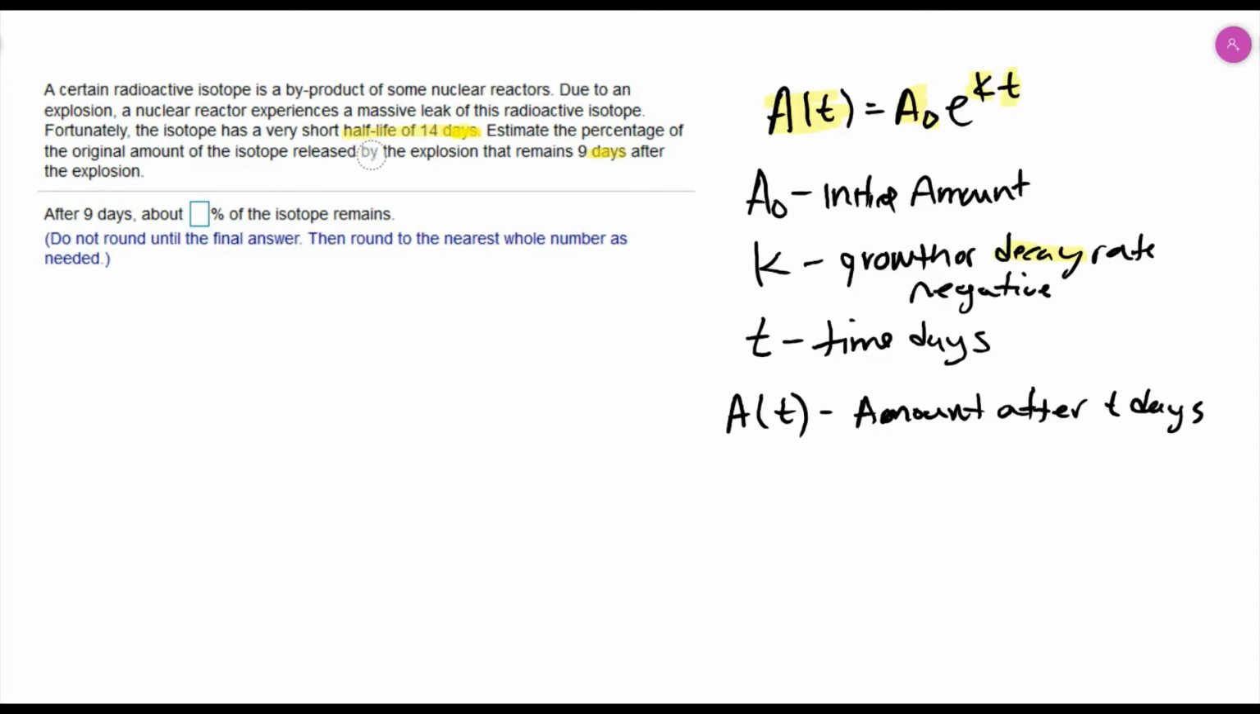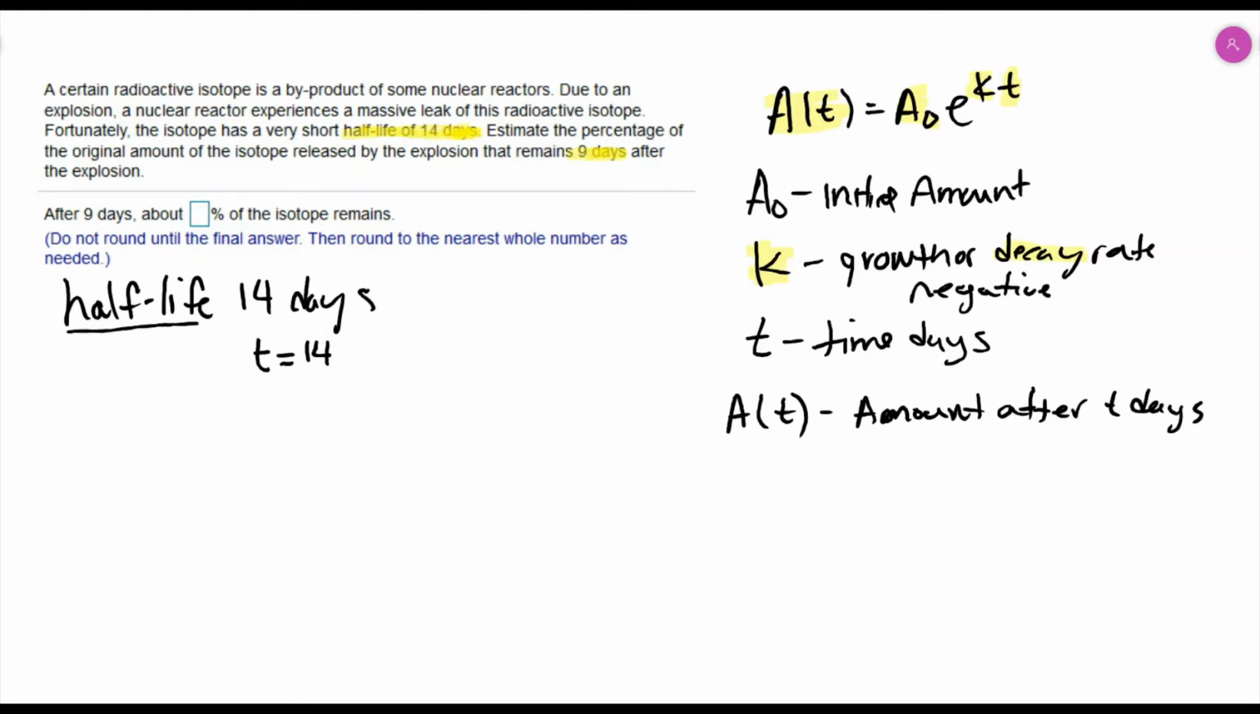This information about having a half-life of 14 days is going to help us find this K value, the decay rate. And then after we find that decay rate, then we're going to be able to answer this question that's being asked. So we're going to ignore this information about 9 days after the explosion until we figured out the value of K. So it says we have a half-life of 14 days. Now I think it's pretty obvious that 14 days is referring to the time.